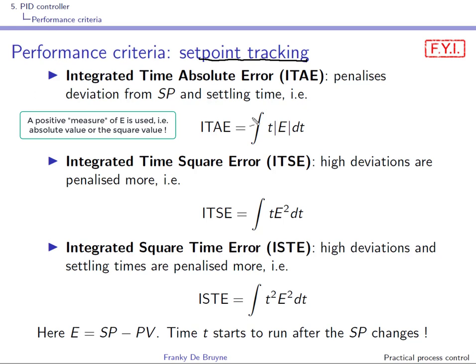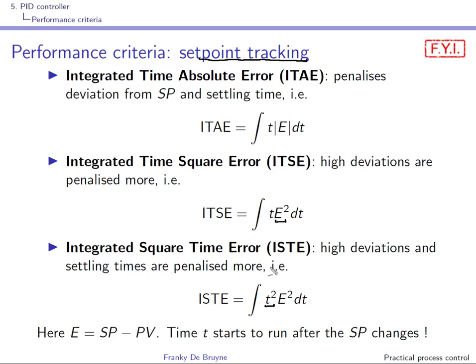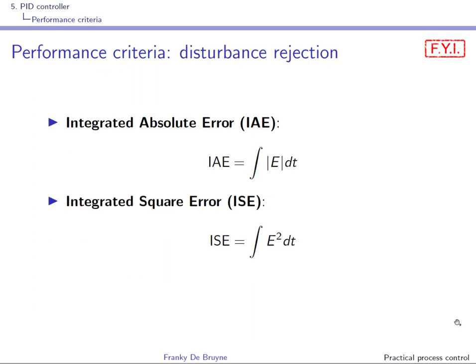So you have, for instance, different variations. Here, for instance, you have the error squared, so high deviations will be penalized more, and here you have the time squared, so high deviations and high settling times are penalized more. Of course, for disturbance rejection, the set point is assumed to be constant, so this dependence on time disappears, and you have then the integral of the absolute error and the integral of the error squared.